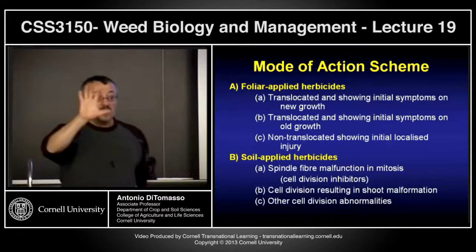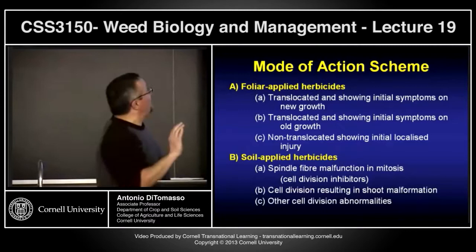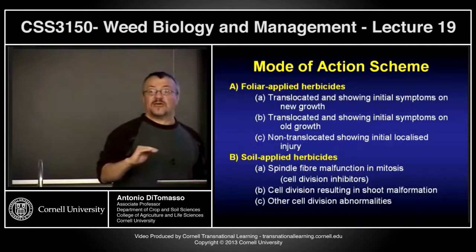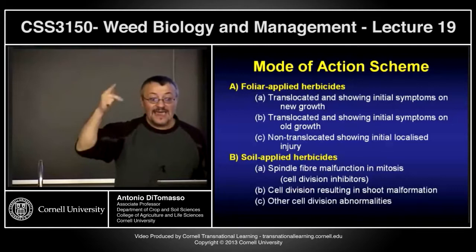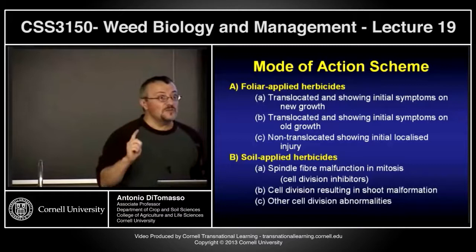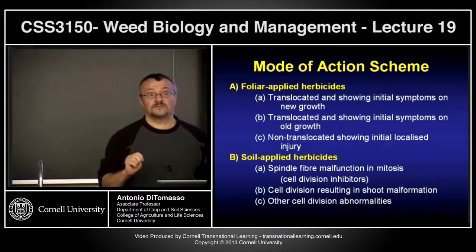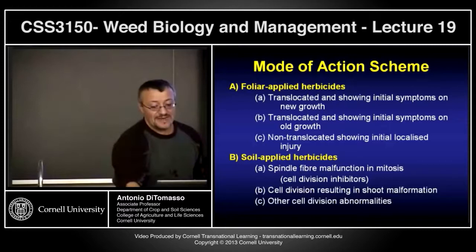The first group that we're going to be looking at, by mode of action, are foliar applied herbicides. Generally speaking, they're foliar applied. Then we'll break them up into three subcategories. They're foliar applied, they're translocated, and they show initial symptoms in new growth. So what do you think? Is this going to be a symplastic type herbicide transport or apoplastic? If it's affecting new growth, it won't be apoplastic. It's going to the growing tip, so it's got to be symplastically translocated. This is going to be the Roundup group.